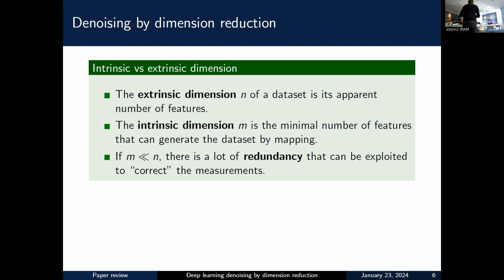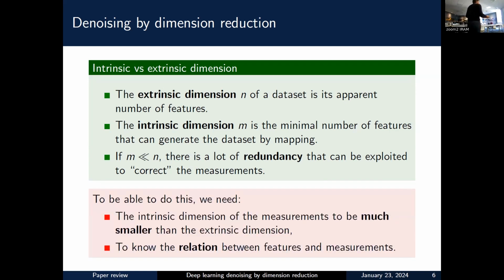One of the most performant methods in order to denoise hyperspectral observations is denoising by dimension reduction. It makes the assumption that the extrinsic dimension of the data is much higher than the intrinsic dimension. The extrinsic dimension will be, in our case, the number of velocity channels, and the intrinsic dimension will be the dimension of the reduced data in a lower space. If this is the case, we say that there is a lot of redundancy, and this redundancy can be exploited in order to extract signal and correct the measurement.